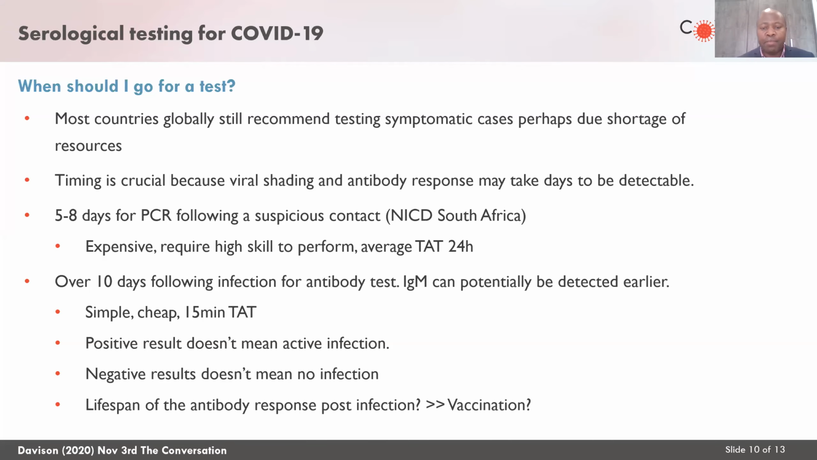So the lifespan of the antibody response post-infection is still a question mark, and also an issue that vaccination will have to grapple with. Are the vaccines going to be able to generate a long-term protective immune response, or is it something that will disappear quite soon?